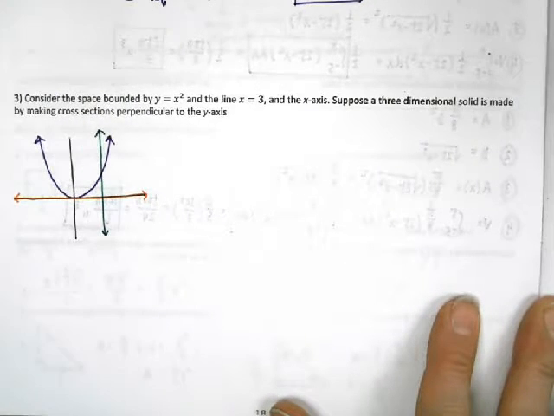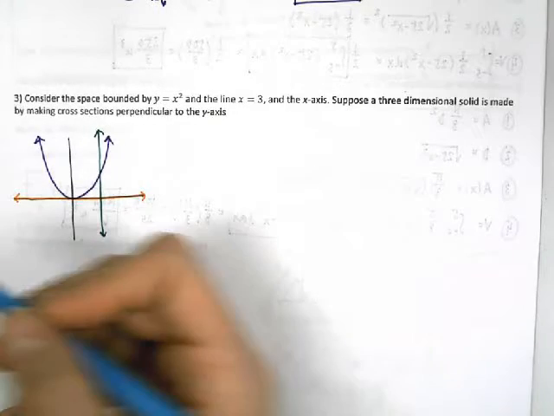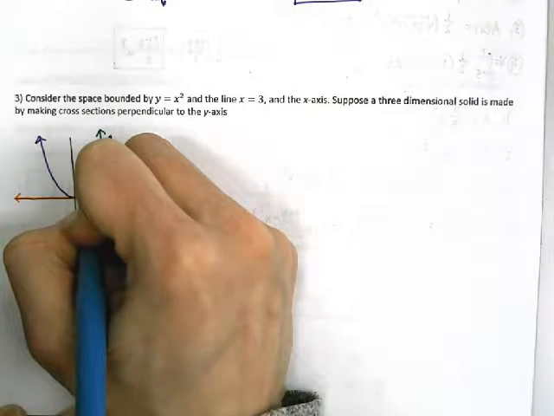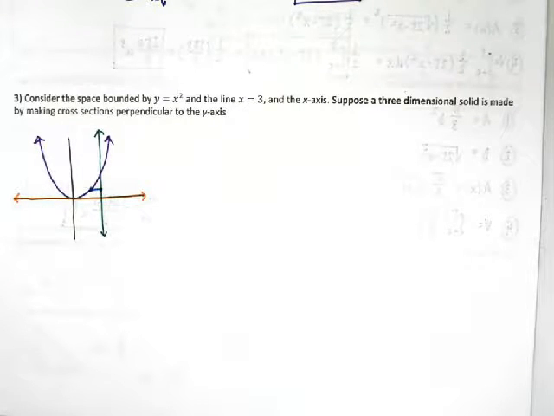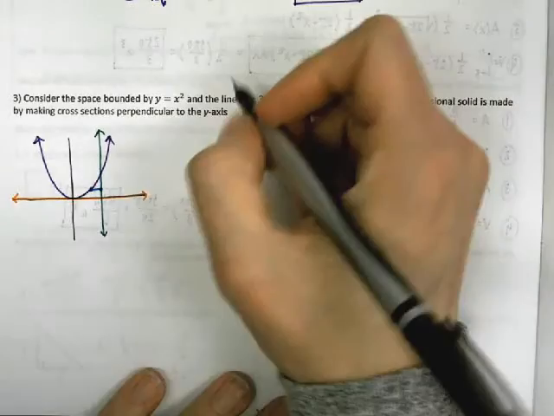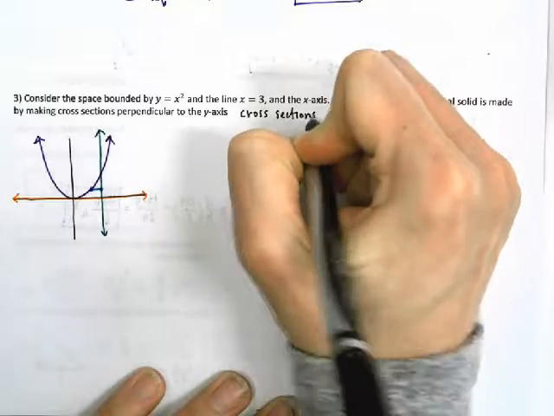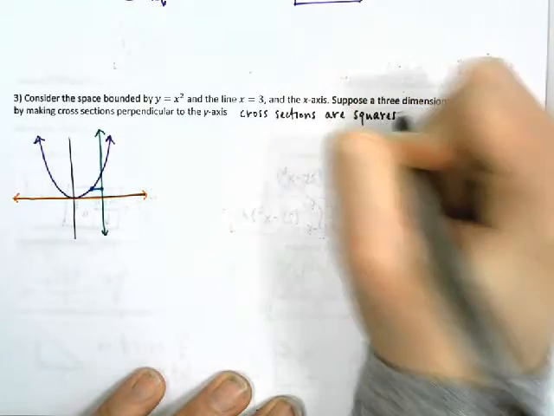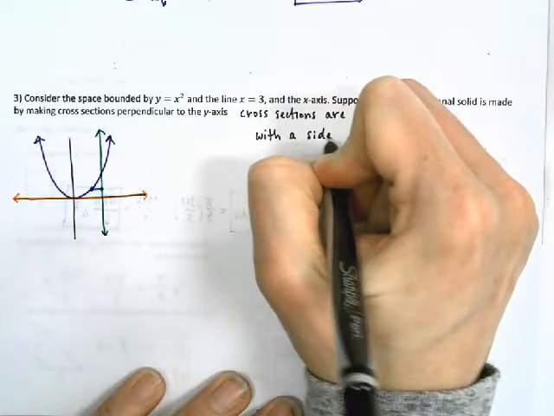And we want to make a 3-dimensional solid by making cross sections. Now we're perpendicular to y. So instead of doing top minus bottom, really we're going to be right minus left. And now this doesn't specify. It would have to specify what our cross section is. So we're going to say our cross sections are squares, we'll just do with a side on the base.